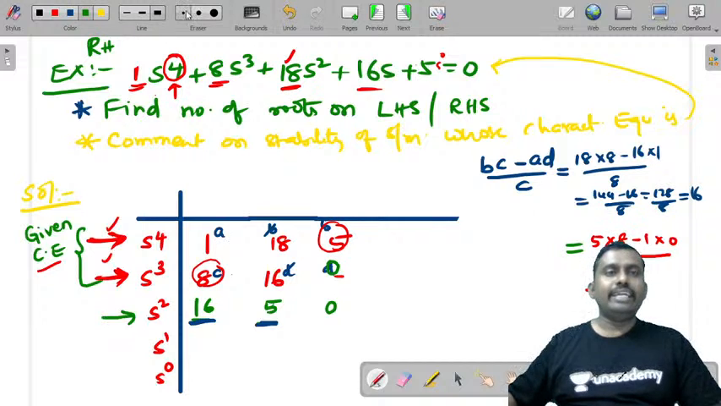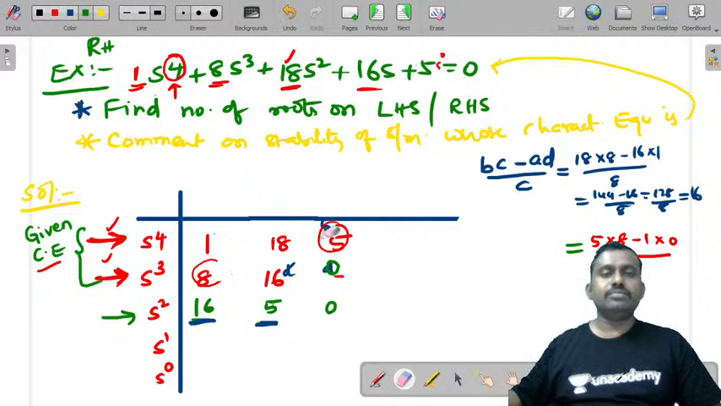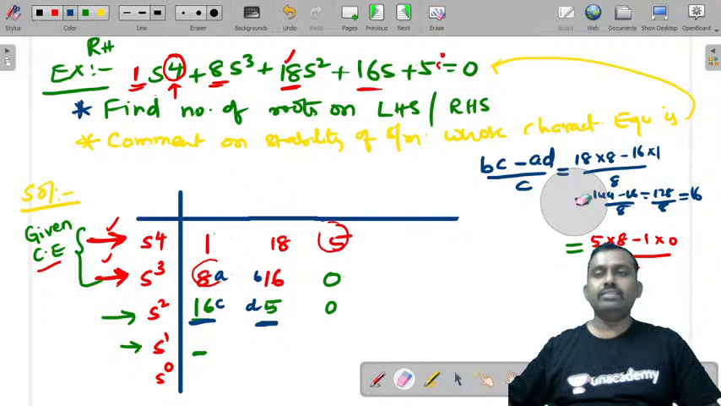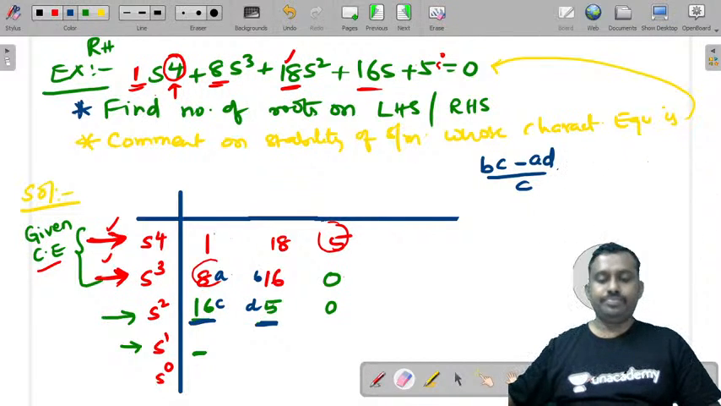Now, in order to find the next elements, just be careful. It's very important. In order to find the next coefficient of the S1 row, you need to consider this as A, this as B, this as C, and this as D. Now apply the same expression. You can apply the same expression as we have done. This is BC minus AD by C.